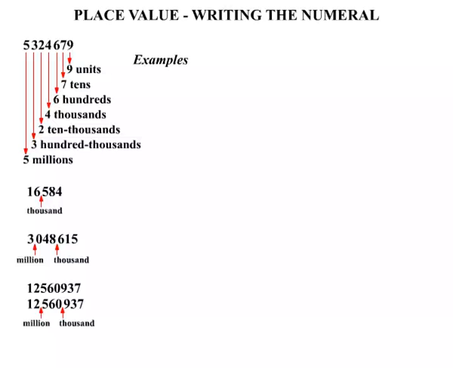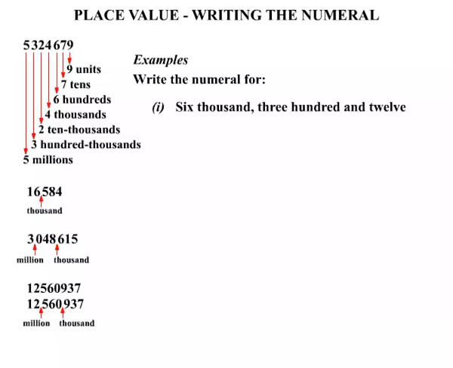Let's look at some examples. We're asked to write the numeral for, firstly, 6,312. Okay, firstly, 6,000. We'd write the 6 down and, as with the others, would leave a gap for the 1,000. Then we'd need to write 312, so 312. So there it is, 6,312. Very good idea is to read it back to make sure that in fact it's right.